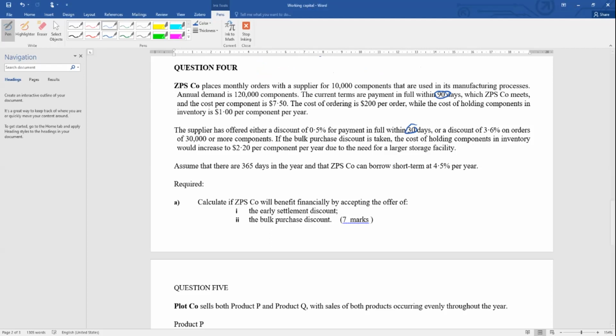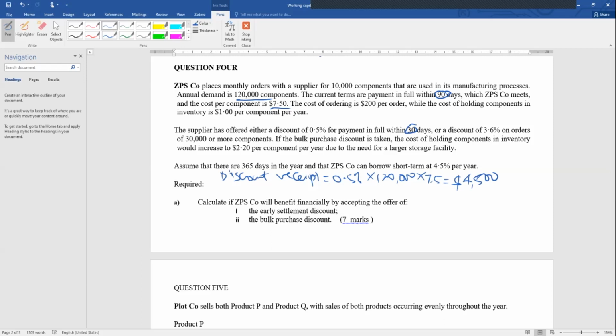If you take the discount, the discount you're receiving is an income to you, okay? Therefore, discount receipt, the discount you'll be receiving, okay? So discount receipt, we got 0.5% of the goods you buy from supplier. In a year, you buy 120,000 units, and per unit you pay 7.5, so times 7.5. Therefore, how much discount do you get from this supplier? $4,500. You get $4,500.